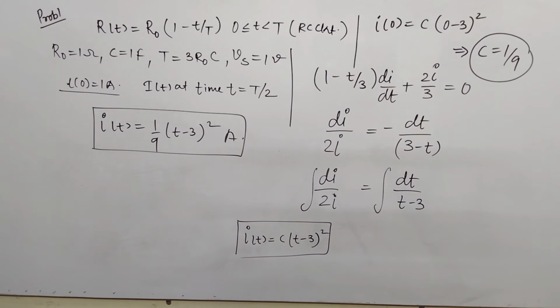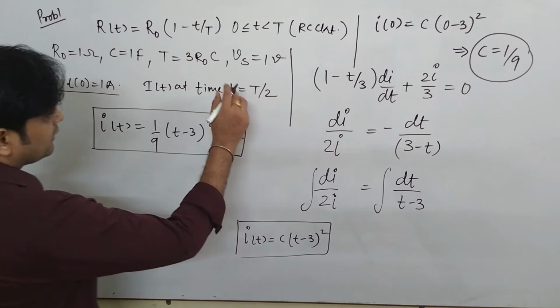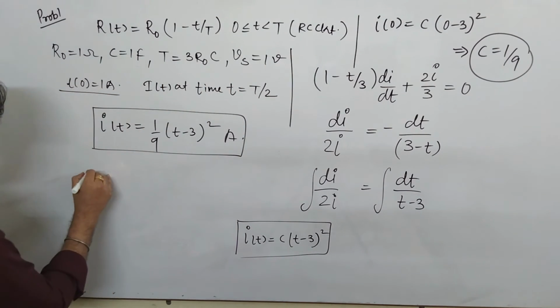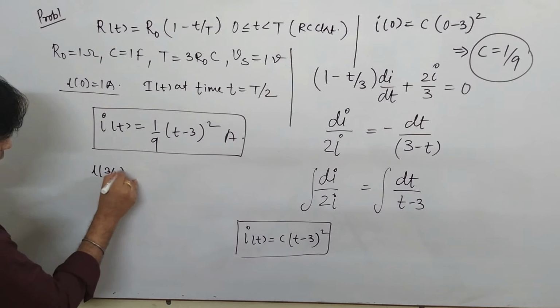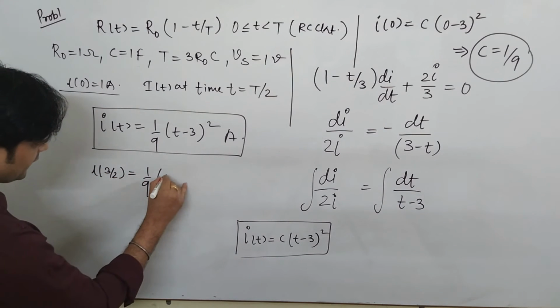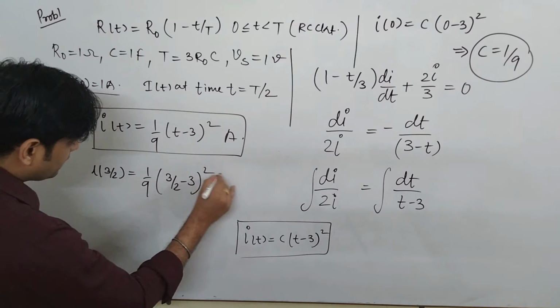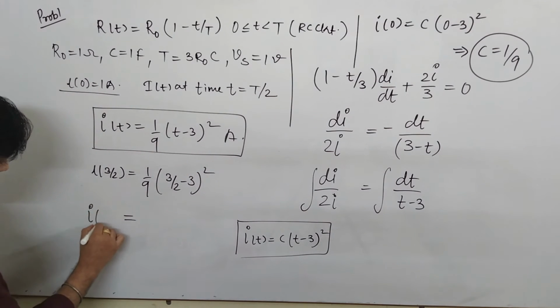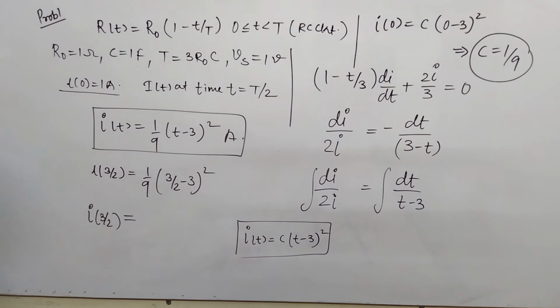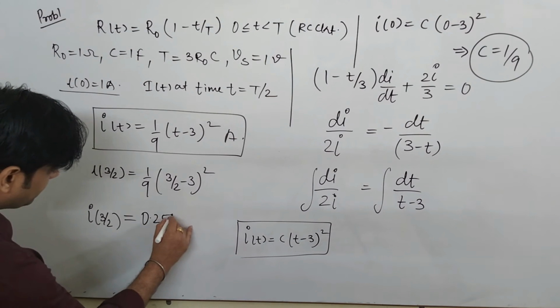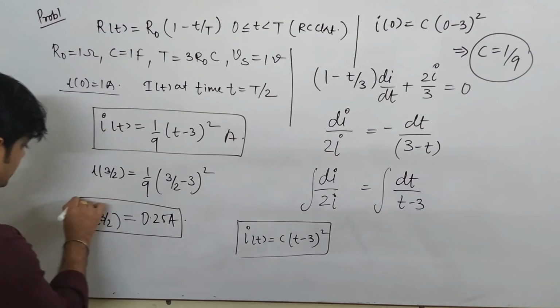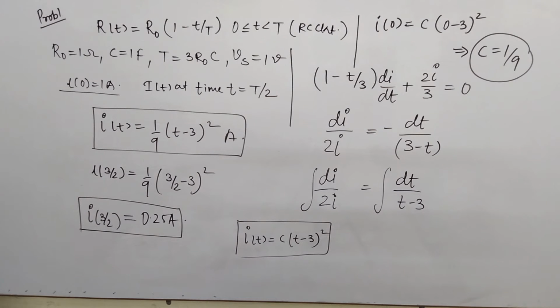Now they ask for the value of I at time t equal to 3 by 2, so you can say I of 3 by 2 is equal to 1 upon 9 into 3 by 2 minus 3 whole square. Just solve it and get the answer. So that comes to be how much? It comes to be 0.25 ampere. This is your answer. This was a GATE 2-mark question. Very simple, only to understand the concepts, that's all.